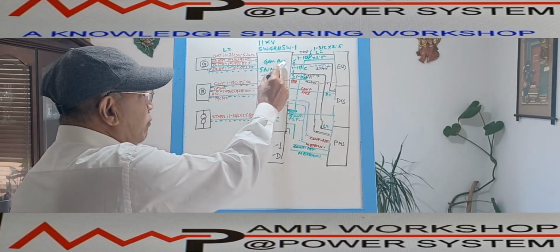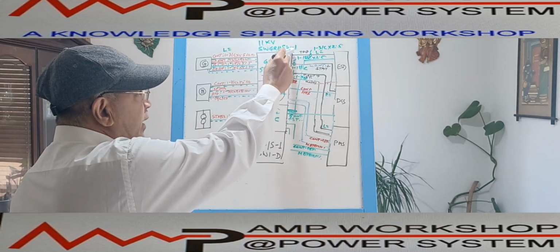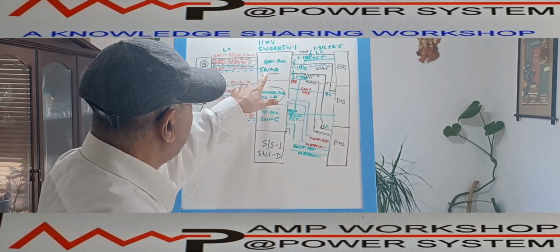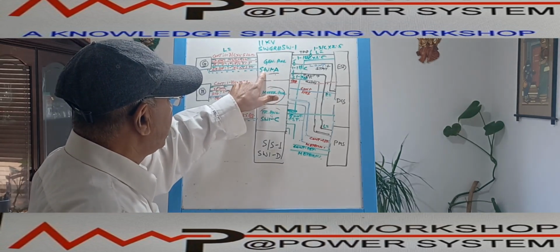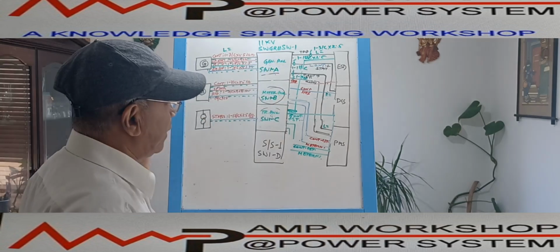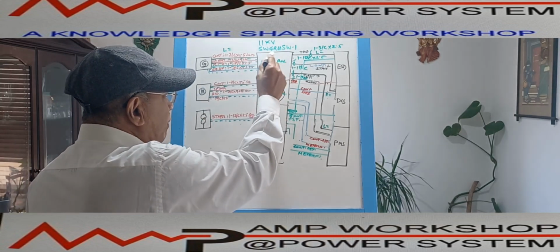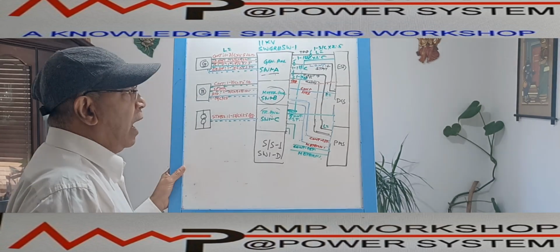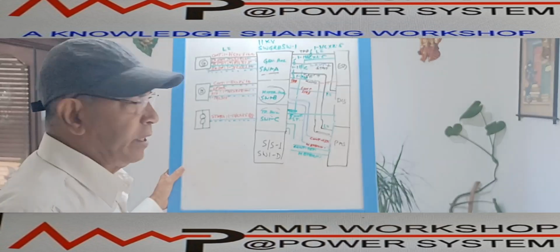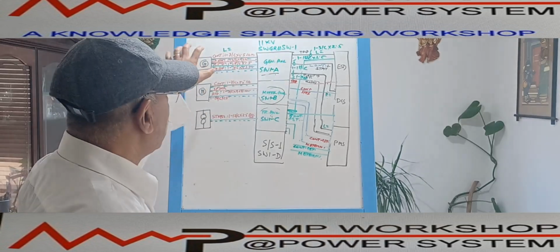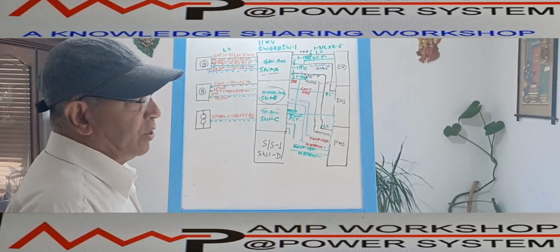The generator panel, the 11 kV switchgear, is tagged as SW1. In this switchgear, SW1 is the switchgear tag and A panel means it is a generator panel. For this 11 kV generator panel, how many control cables are required? First, look into the load side. It is connected to the generator.